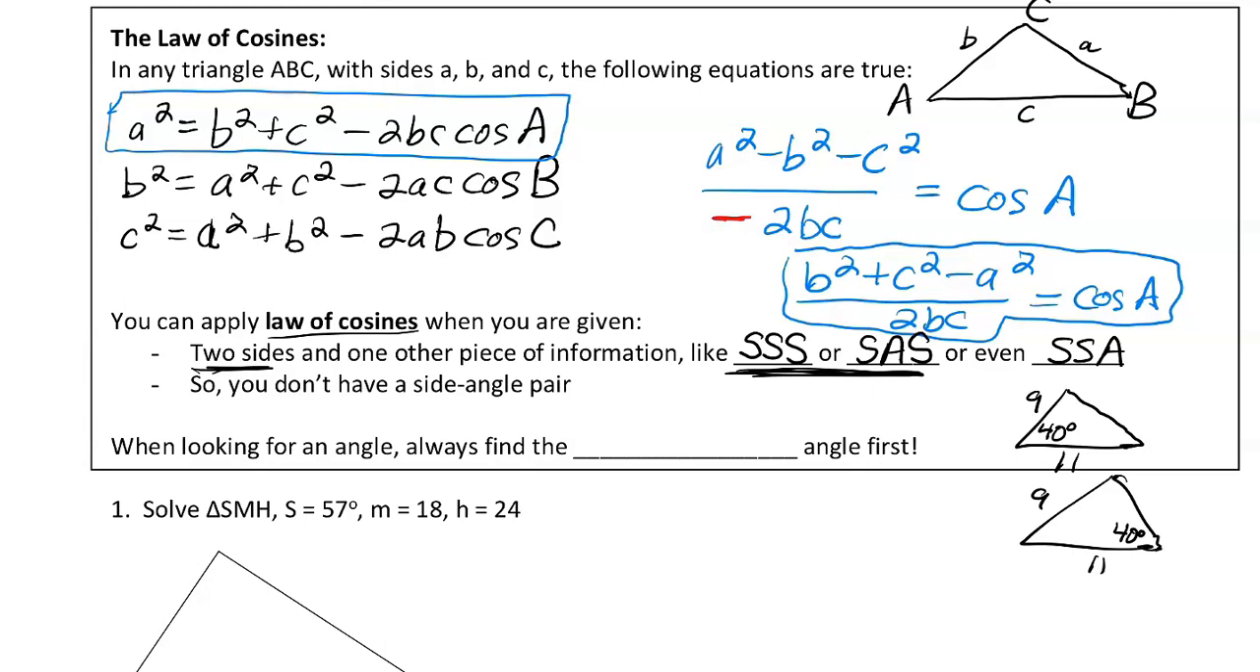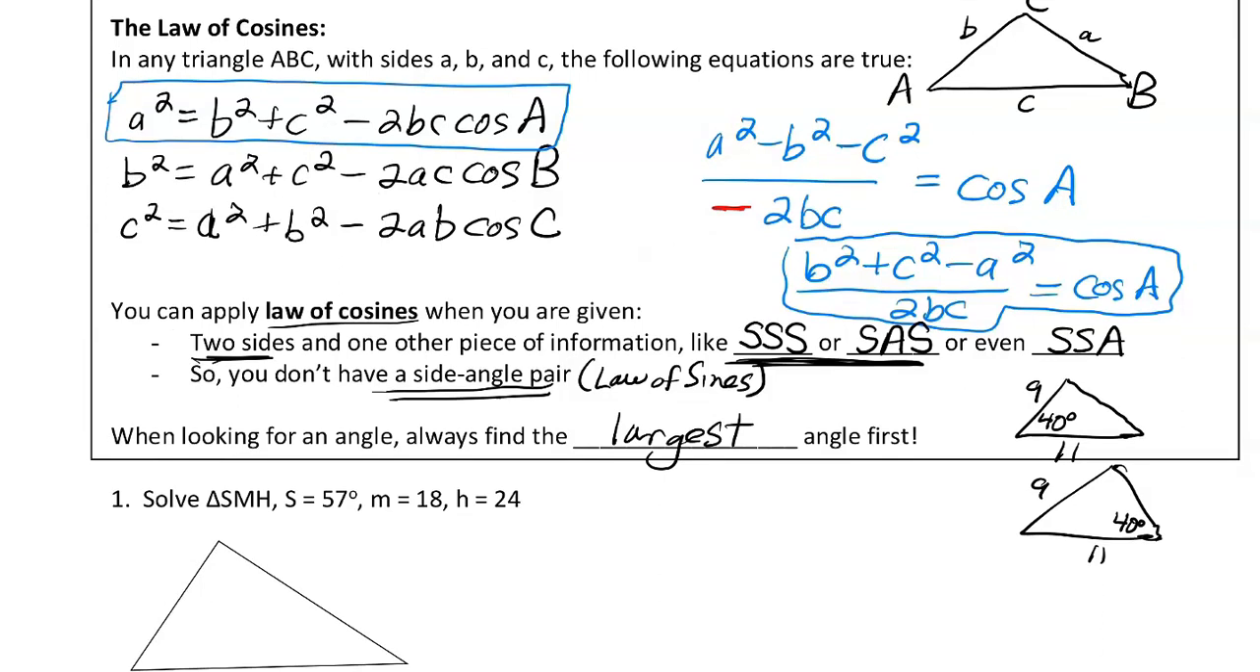So basically, if you don't have a side angle pair, then you would use the law of cosines. If you have a side angle pair, then you could use the law of sines. Or if it's a right triangle, you could use the SOHCAHTOA right triangle trig ratios. When looking for an angle, always find the largest angle first. You can get into some issues with the ambiguous case, is what it's called. But if you start with the largest angle first, you can avoid that.